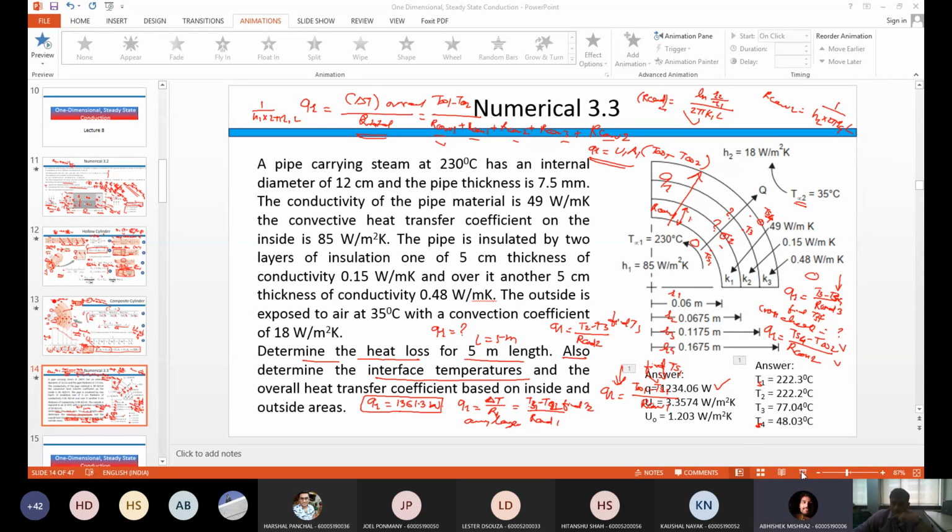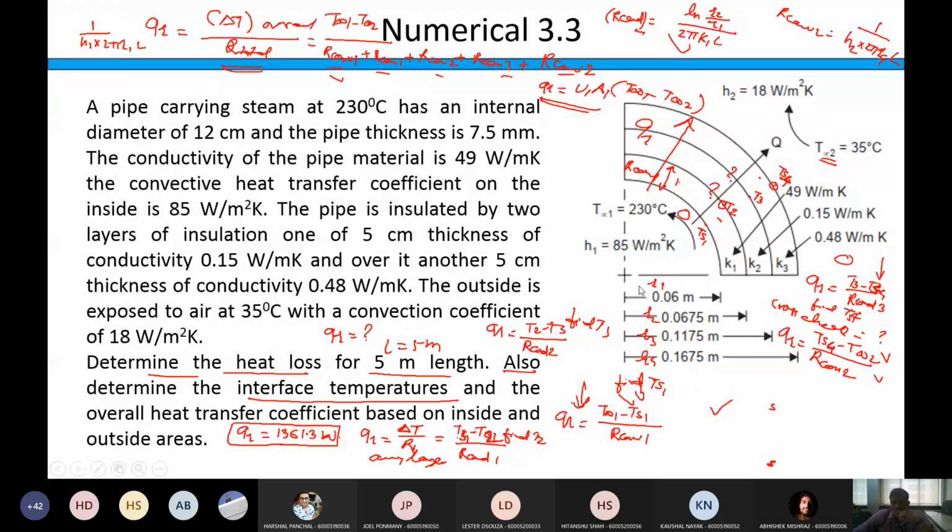Sir, I have calculated U outside, so it's the same as mentioned on the screen. I'm getting 1.1. Fine. So find out interface temperatures.